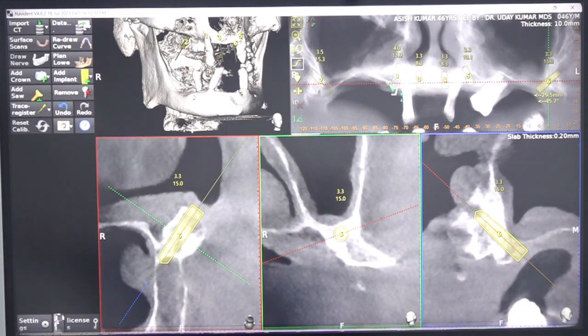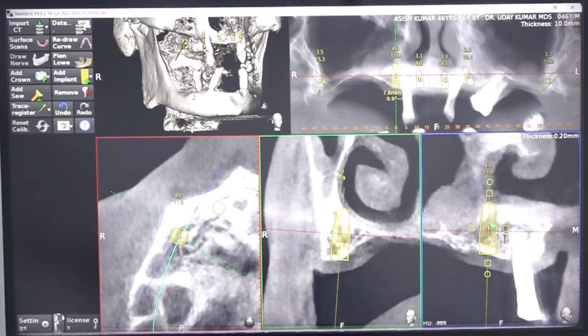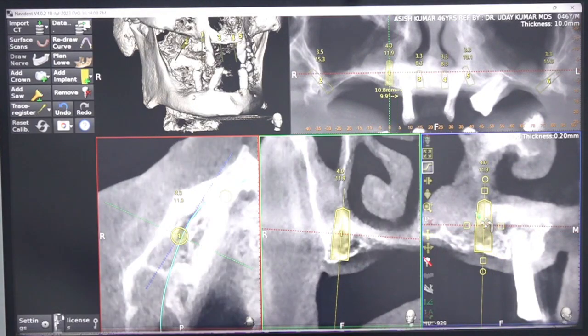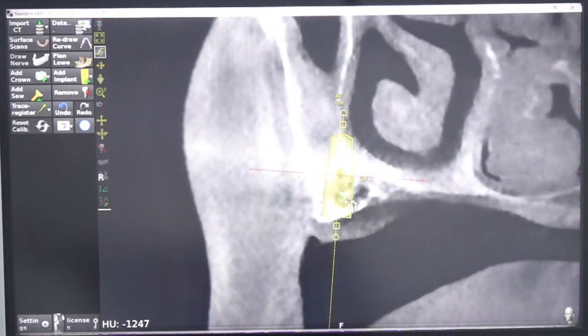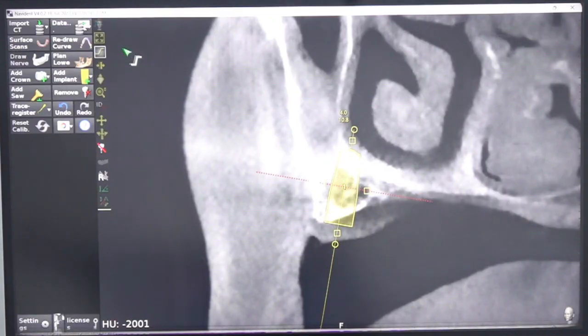Now we'll come to the distal tilt implant. So I am keeping the implant in the second premolar, almost in the second premolar. The sinus is closer, the nasal cavity is closer. It is around only 10 mm. So there is very little length available here.